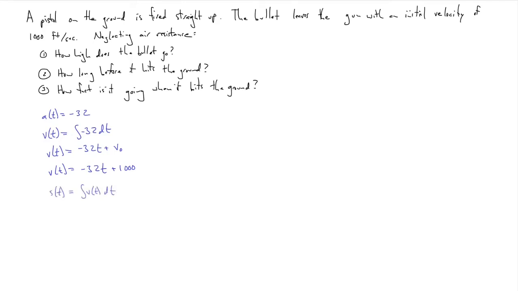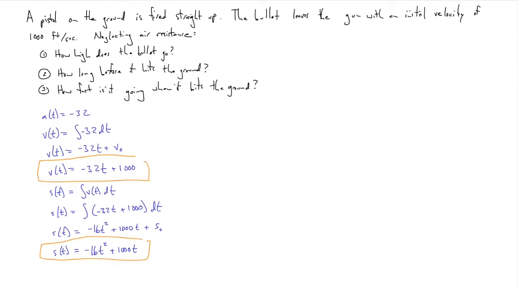Since the velocity is the derivative of the position, the position is the antiderivative of the velocity, so the position is the integral of negative 32t plus 1,000 with respect to t. Which gives us that the position is negative 16t squared plus 1,000t plus the initial position, s0. Since the initial position is on the ground, that's position 0, and so we have a position function negative 16t squared plus 1,000t. Now that we've worked out our velocity and position functions, we're ready to start trying to answer the questions that were asked.